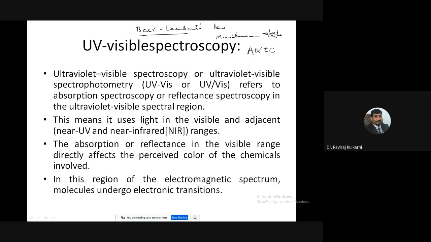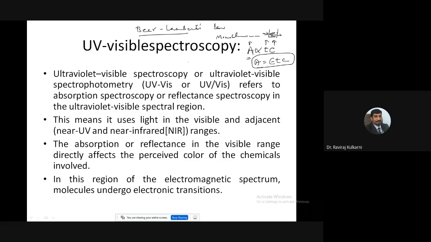So as thickness increases, what happens? Absorbance also increases, so transmittance definitely decreases. If you increase the concentration, if you make it more colored, again absorbance increases. It is also given by epsilon, the molar absorptivity or extinction coefficient, which is a constant, into thickness into concentration. This is known as Beer-Lambert's law.